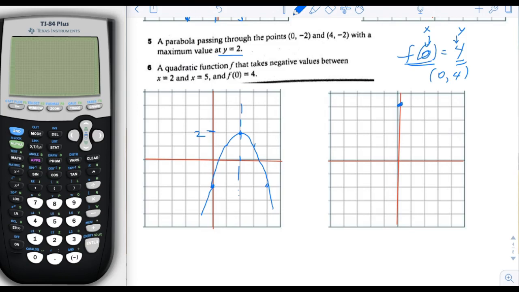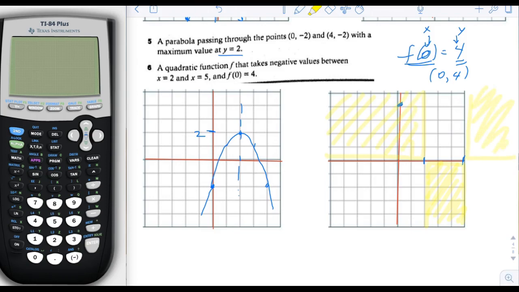The function takes negative values between x equals 2 and x equals 5. So x equals 2 is here, x equals 5 is here, and it says that the quadratic function takes negative values between x equals 2 and x equals 5. So that means that it is somewhere in this region, between 2 and 5. And so that means it's in the positive region here, right? And here too.